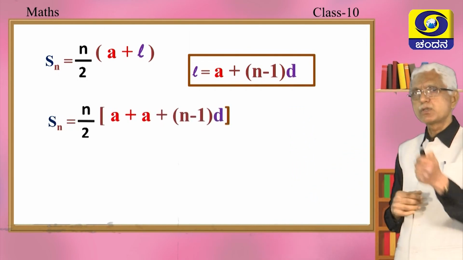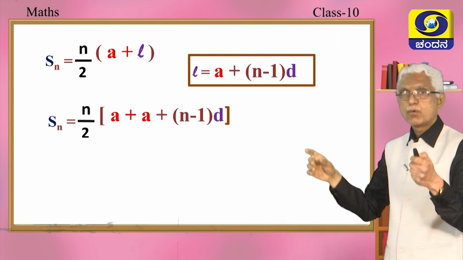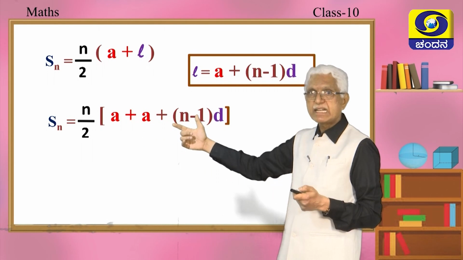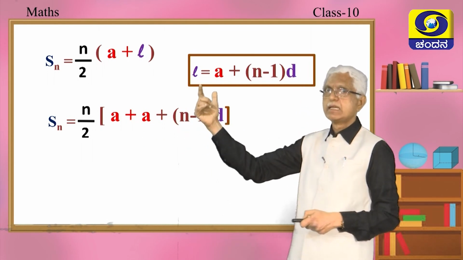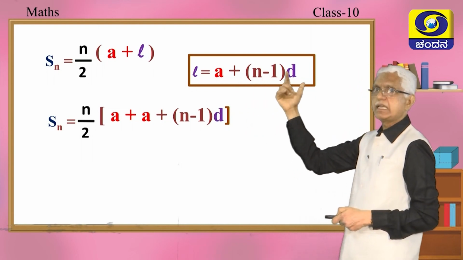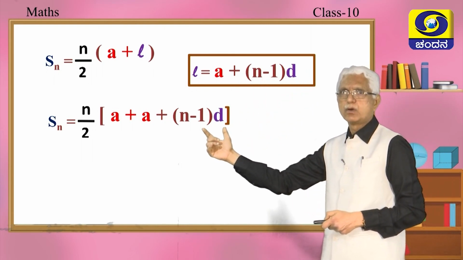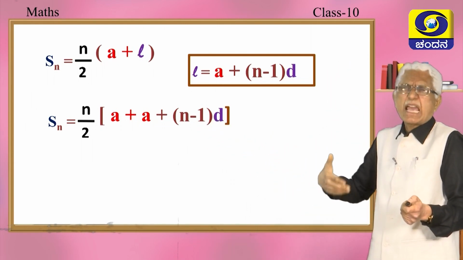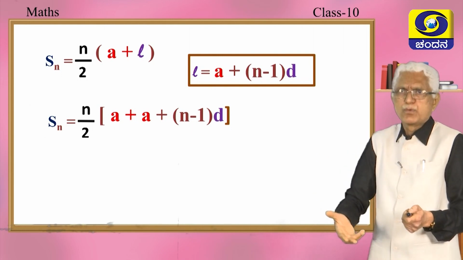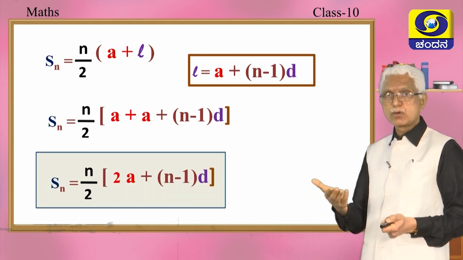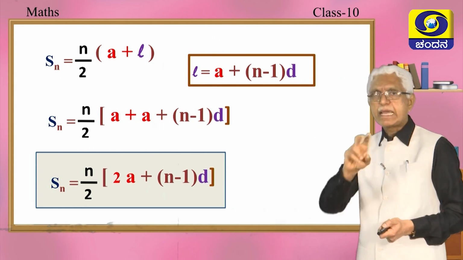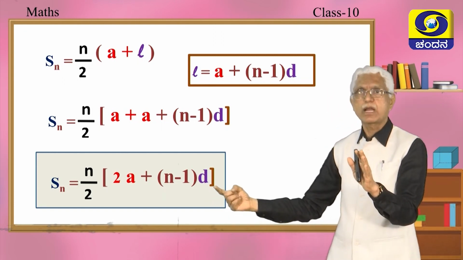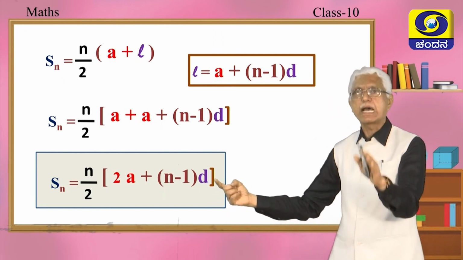Now I will substitute in this formula, my dear children. Please watch. What happens? Sn is equal to n by 2 into a, I wrote as it is. And what have I done? In place of L, I am writing a plus n minus 1 into d, correct? So here in place of L, I wrote a plus n minus 1 into d. What happens? Shall we see? Okay. This is an attempt to rewrite that formula in a different way. So Sn is equal to n by 2 into a plus a, which is 2a plus n minus 1 into d. This is also a formula used to find the sum of the terms of a given arithmetic series.